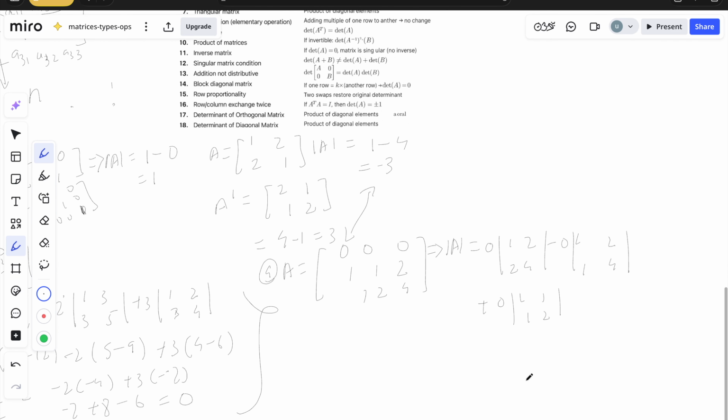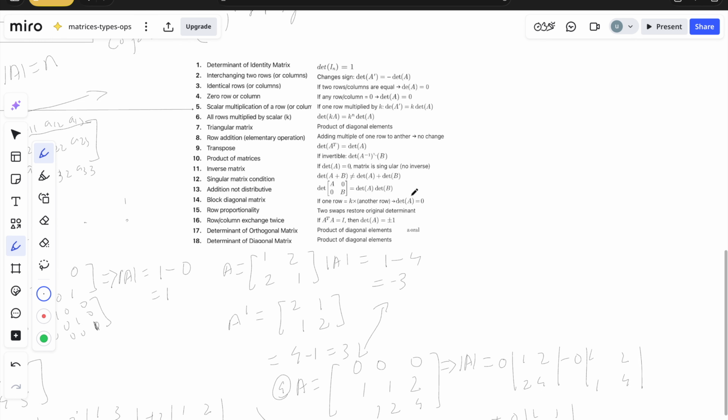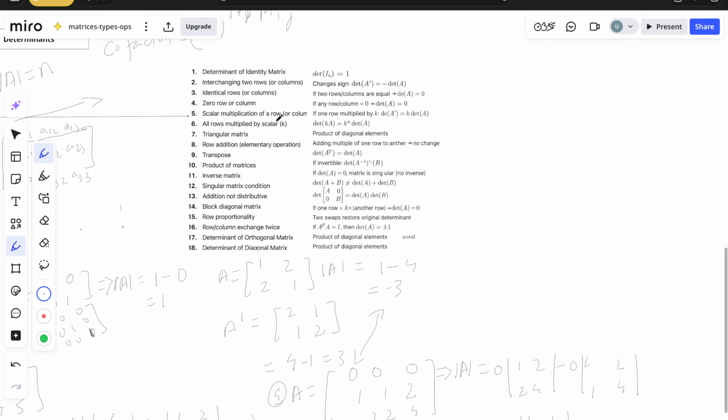Now obviously all the elements are here multiplied by 0, so it will be 0. So right, great. Another important property is the fifth property. If we try and look at it, it is the scalar multiplication of a row or a column. So basically it says that if one row is multiplied by k, then the determinant of A prime is equal to k of determinant of A. One row, not all. So let's try and solve this, right?